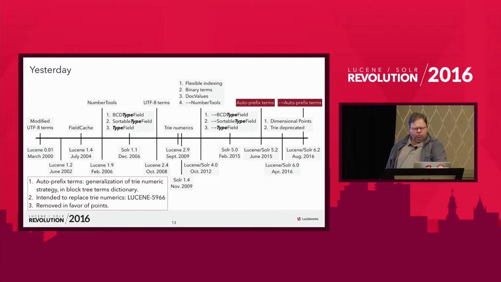Just a couple more things here. Auto-prefix terms was an experimental feature that was introduced in Lucene Solr 5.2, and it was a sort of generalization of Trie numeric strategy in the block tree terms dictionary. You can see there that it was actually removed in Lucene Solr 6.2, just a couple months ago, because of dimensional points, in that it is a sort of not as well optimized version of the same idea. And so I'm going to be talking more about points in short order.